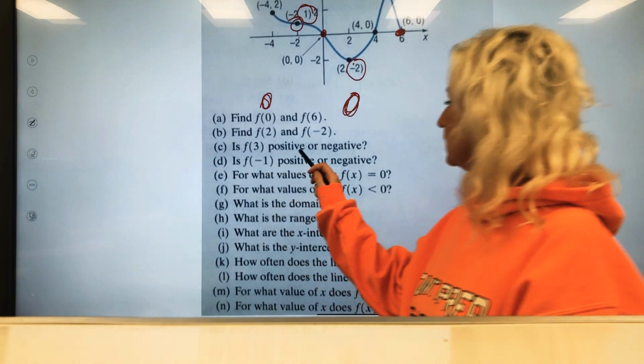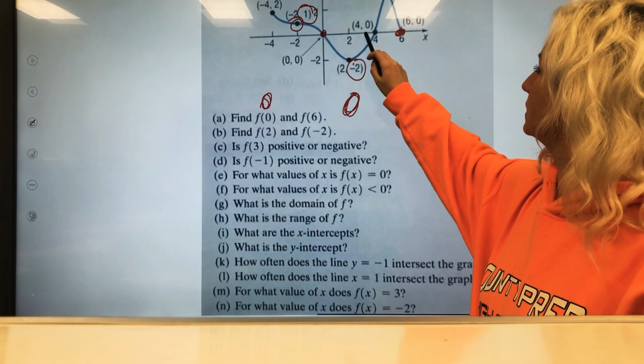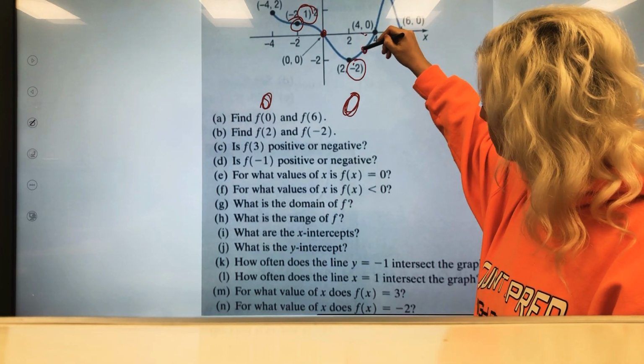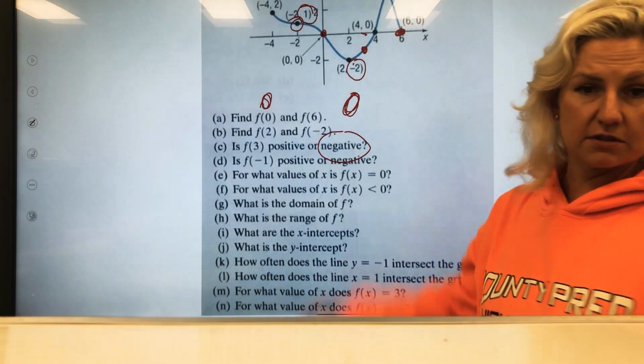All right, f of 3. Is f of 3 positive or negative? Well, what goes when x is 3? Where's 3? Here. Where's my function? Here. So that means it's negative, right? F of 3. When x is 3, my function's down here. It's negative.